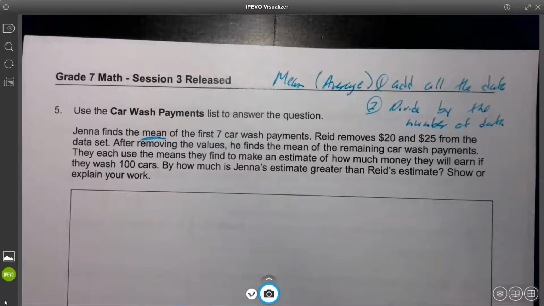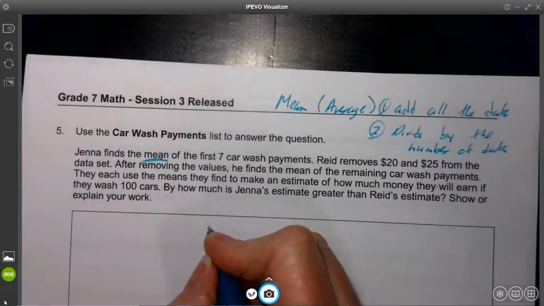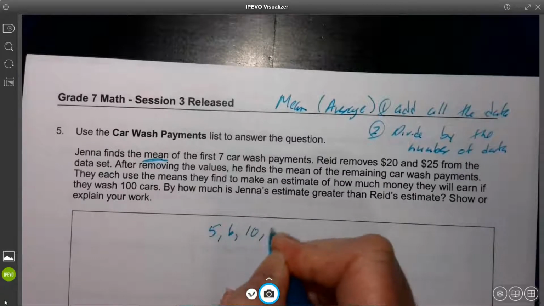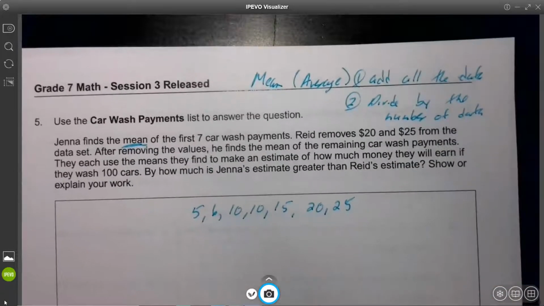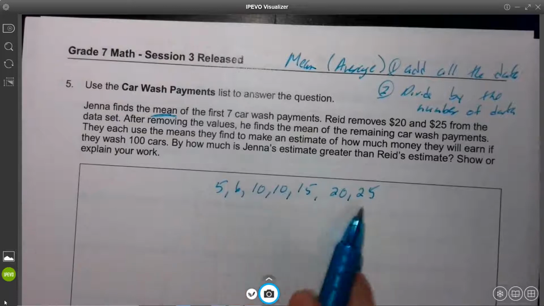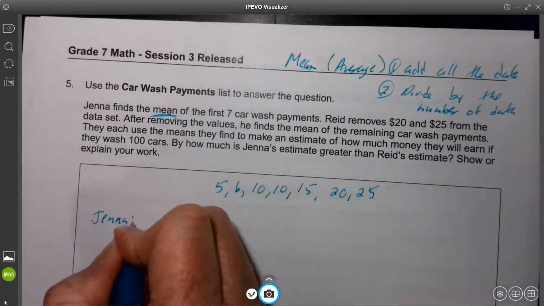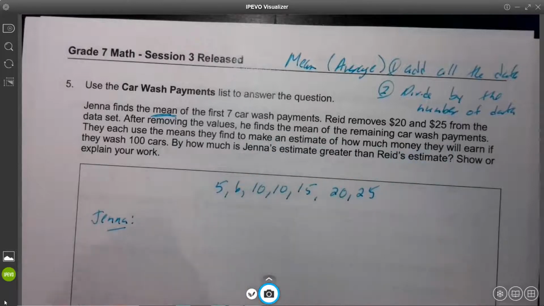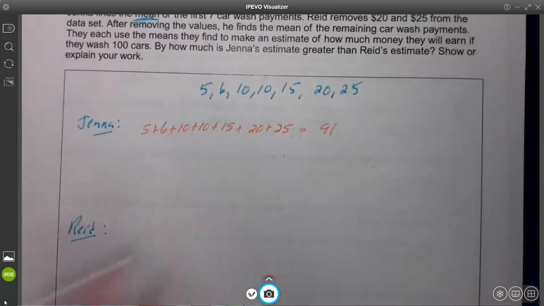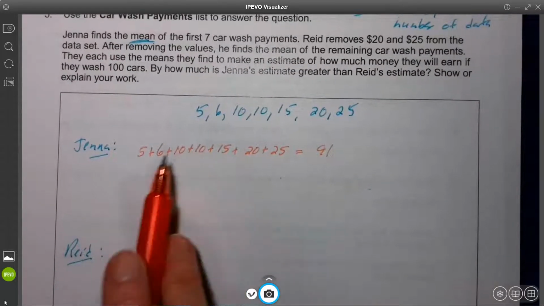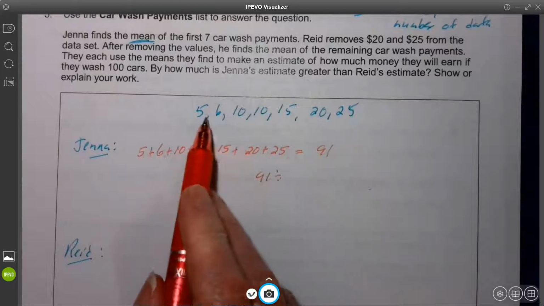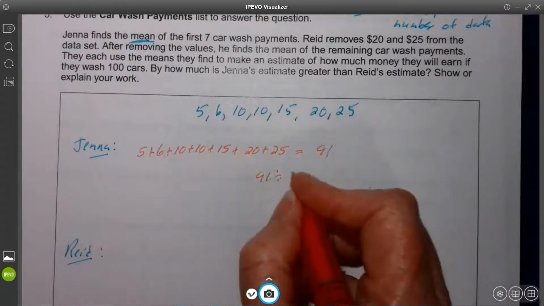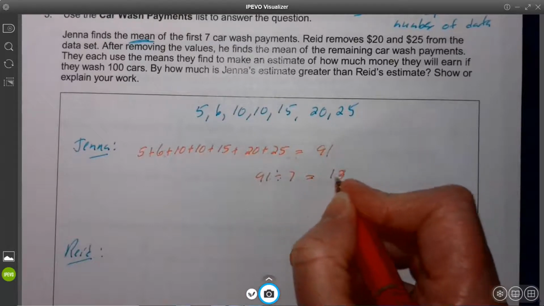So what I'm going to do to help you out is I'm going to pull the numbers up again: 5, 6, 10, 10, 15, 20, and 25. So this is what we have. These are our first 7. So I want you to pause it right now and go find the average for Jenna, okay? Jenna says she's going to use the first 7. Reed is going to remove the 20 and the 25. So I just wanted to refresh your memory, make sure you were doing fine on this. So for Jenna, you added all of those up and you got 91. Now you're going to take 91 and divide it by 1, 2, 3, 4, 5, 6, 7. And you get $13, right?